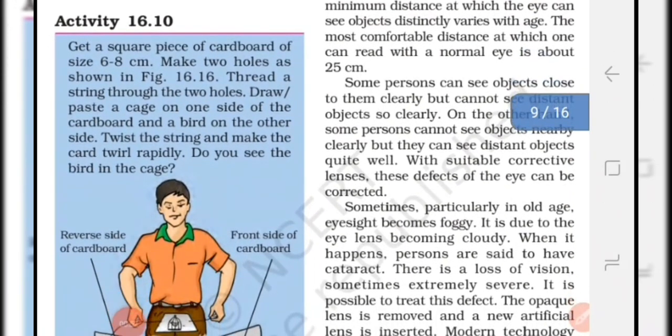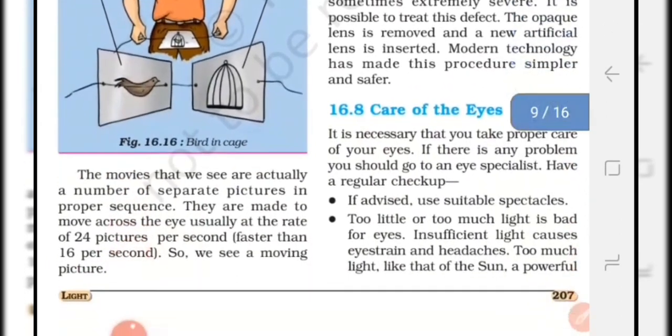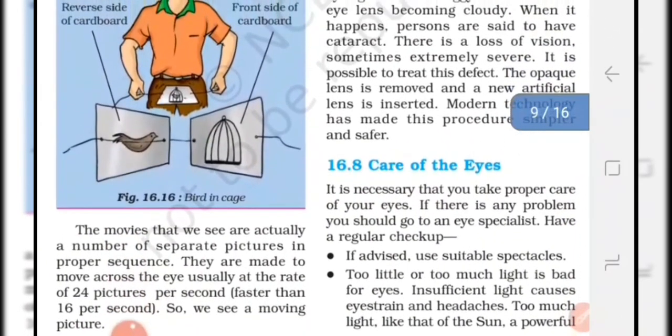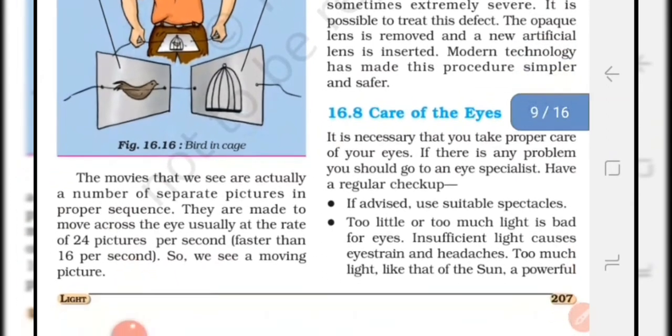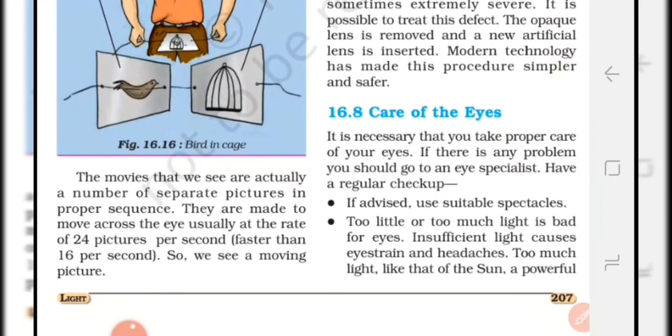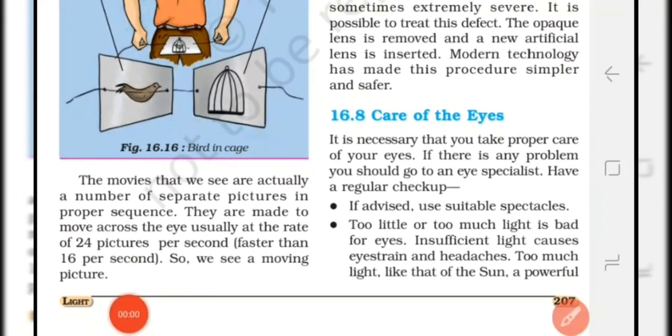Due to persistence of vision, we are able to see movie pictures in a cinema hall. Students, the movies that we see are actually a number of separate pictures in proper sequence. They are made to move across the eye usually at the rate of 20 pictures per second, faster than 16 per second. Under these conditions, the image of one picture seen on the screen persists on the retina till the image of the next picture falls on the screen, and so on. So we see a moving picture.